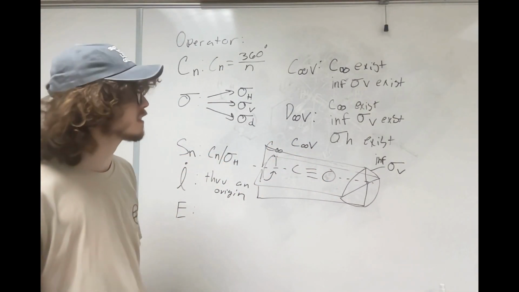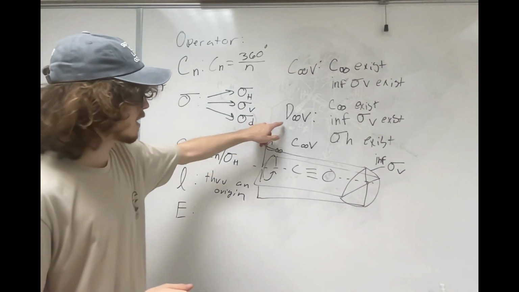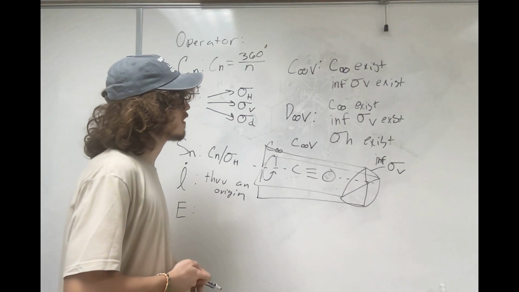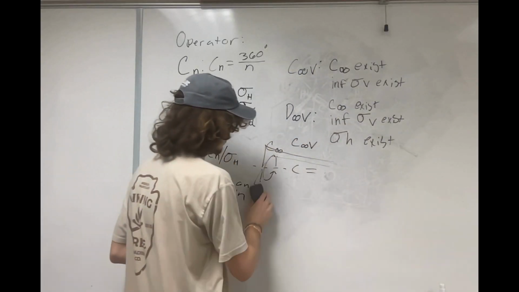Again, you would use your flow chart to determine that, but I just wanted to bring it up here. Hopefully you can see that. If you don't, drop a comment. I can help you out there. But let's talk about a counterexample where we might have D infinity v symmetry.